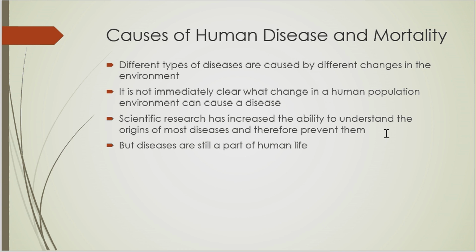So scientific research has increased the ability to understand the origins of most diseases and therefore find some way to prevent them. Okay? Diseases, however, are still part of human life. We haven't managed to find solutions for all diseases everywhere. And the COVID-19 virus is a case in point, a disease which has spread very rapidly, and it's not something which we're able to control, certainly not in the short term. Once the vaccine is developed, however, then it will be under control.